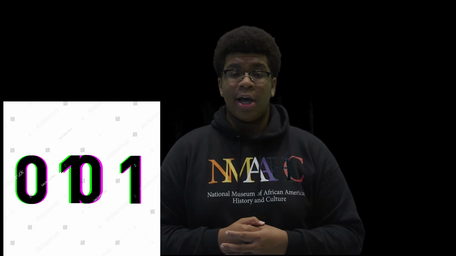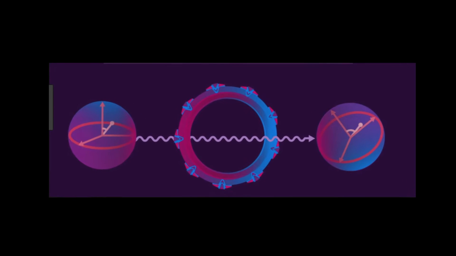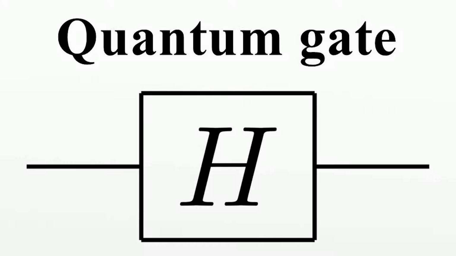Superposition is the ability for a quantum system to be in multiple states at the same time before being measured. There are gates that can control the behavior of a qubit by altering its energy once measured. The two most important gates are called the Hadamard gate and the CNOT gate.